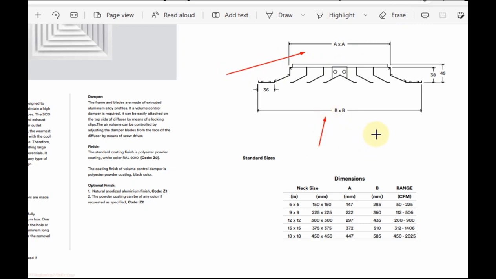its face size, which will be seen from the ceiling. So you can select the square ceiling diffuser according to its face size also to match the tile ceiling. So from here you can select the value of its face, then accordingly from here you can select the corresponding neck size.